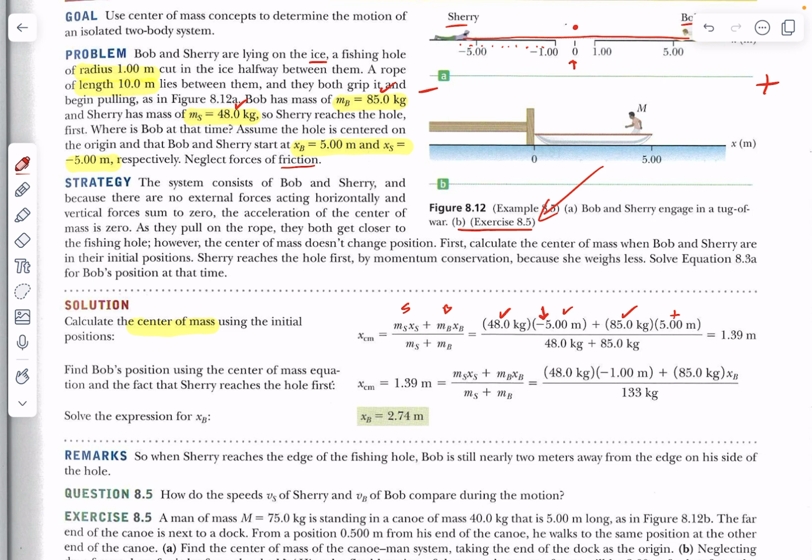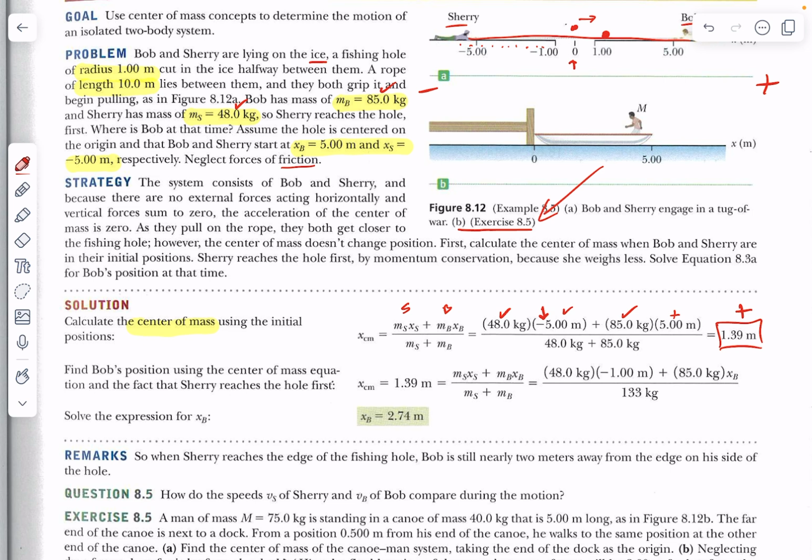And we find out that the center of mass, this is part A, is 1.39 meters, and it's positive. And so 1.39 meters, moving in the positive direction from my 0 point, would be somewhere around in here. And that would be the center of mass. Somewhere around in there, 1.39 meters is the center of mass at that moment. We're also ignoring the mass of the rope.